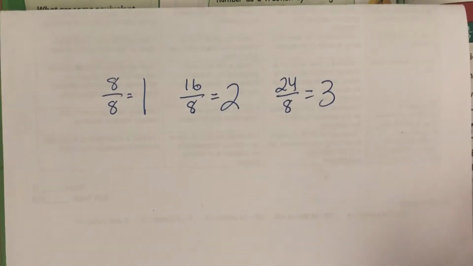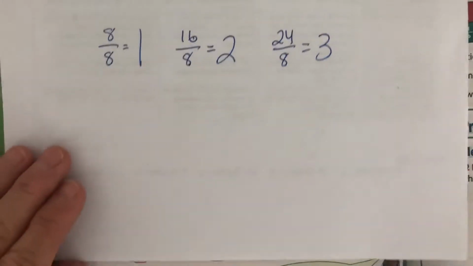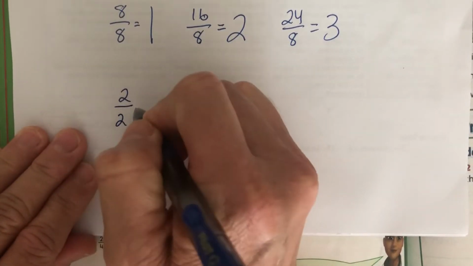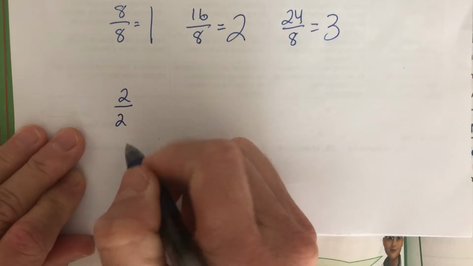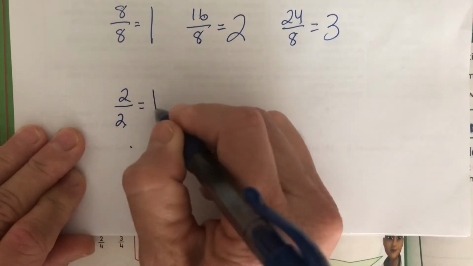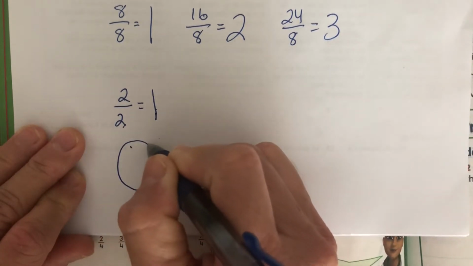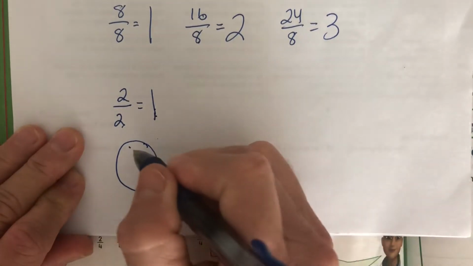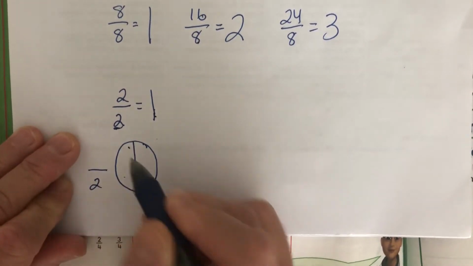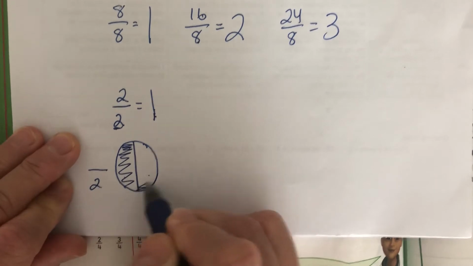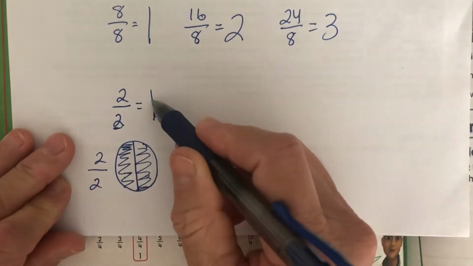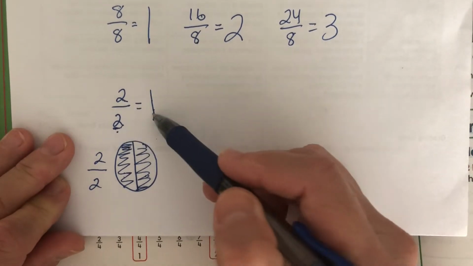Let's look at it with some numbers that are smaller and a little easier to understand, okay? So if I have 2 halves, that is equal to 1 whole. 2 divided by 2 is 1. If I have 1 whole pie, and I cut it into halves, there's my denominator, right? I have halves, and if I eat both of them, I have eaten 2 halves, which is going to equal 1 whole. 2 divided by 2 is 1.